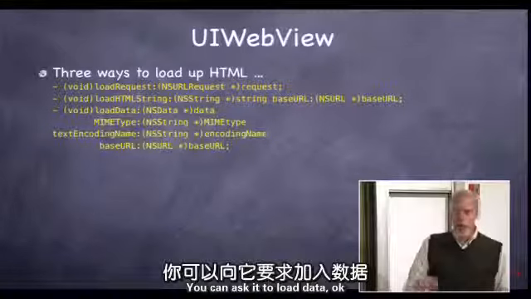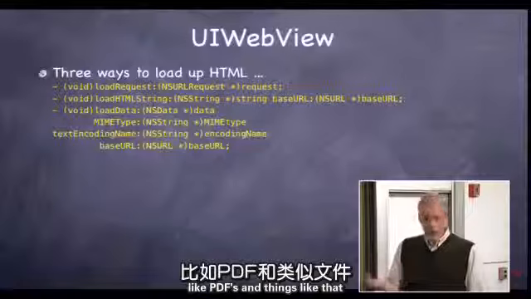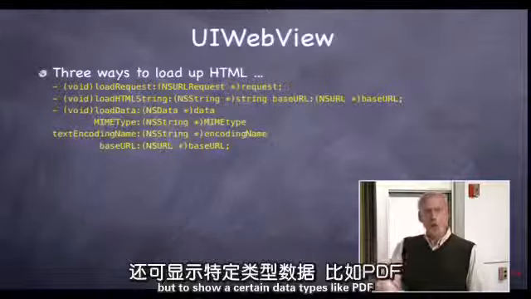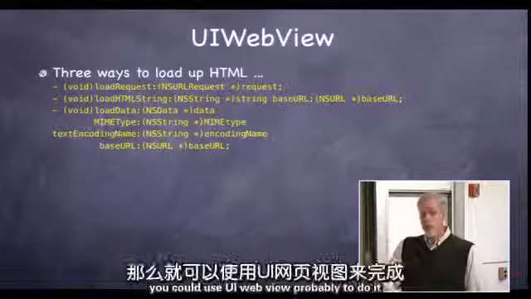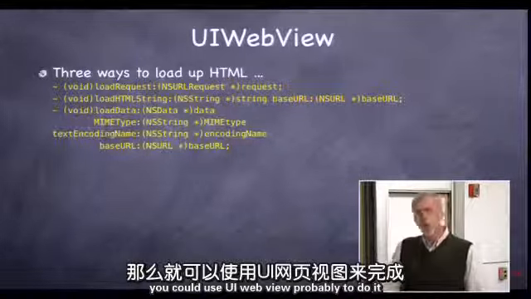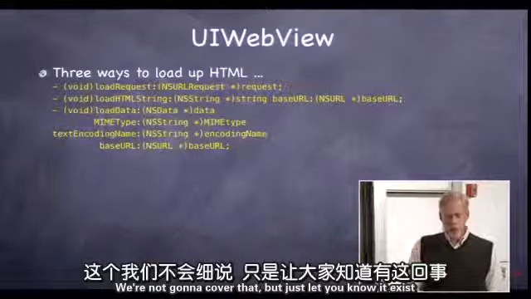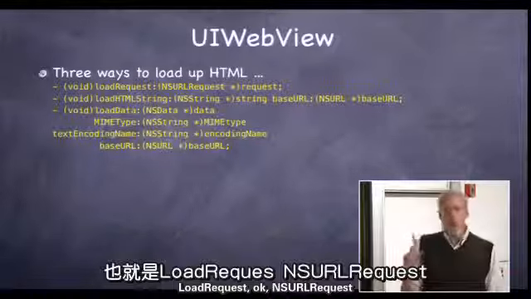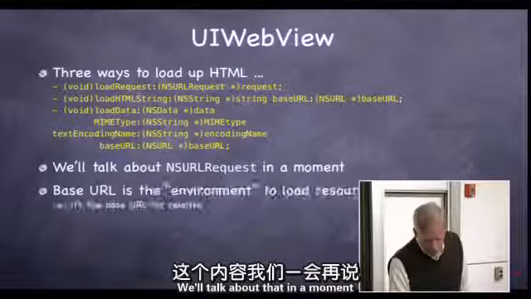You can ask it to load data, okay, of a certain MIME type like PDFs and things like that. WebView is actually quite useful, not just as a web browser, but to show certain data types like PDF. Okay, if you have a PDF file and you want to show it, you would probably use a UIWebView to do it. There's also a Quick Look framework for doing that. We're not going to cover that, but just so you know it exists. But the number one way to load HTML is the first one, load request. Okay, NSURLRequest. We'll talk about that in a moment.